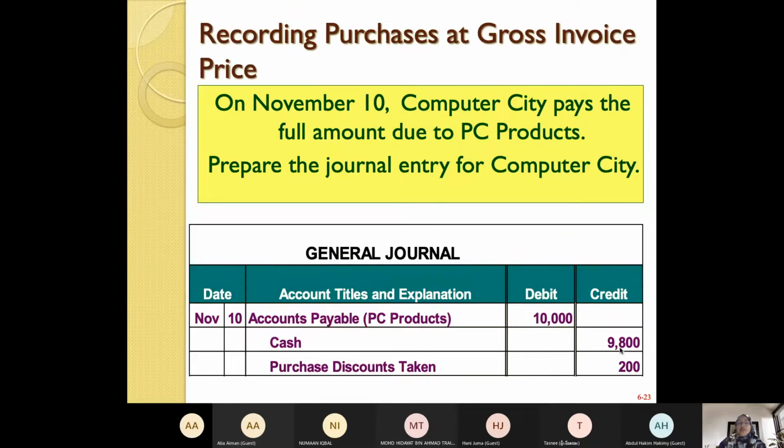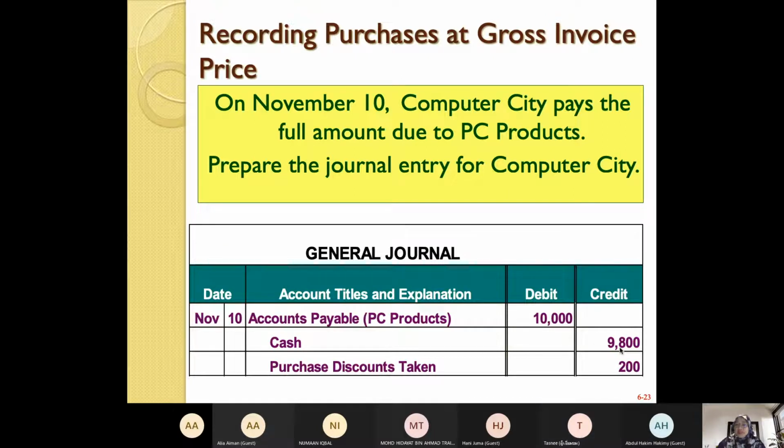So when you pay on November 10, is it within the discount period or after the discount period? Within the discount period. November 3rd, and then you make payment on November 10. So it's still within the 10 days period. So when you have the 10 days period, what is your discount?